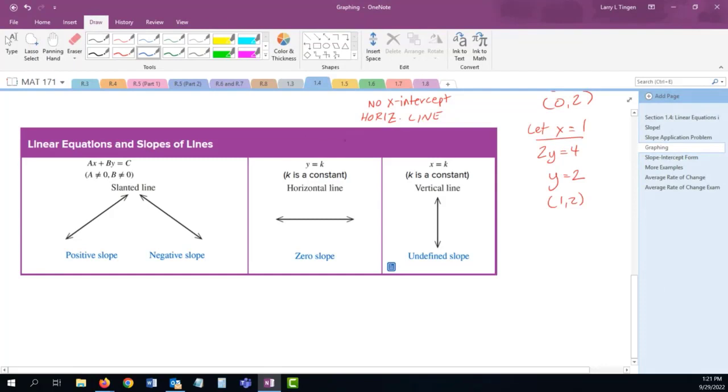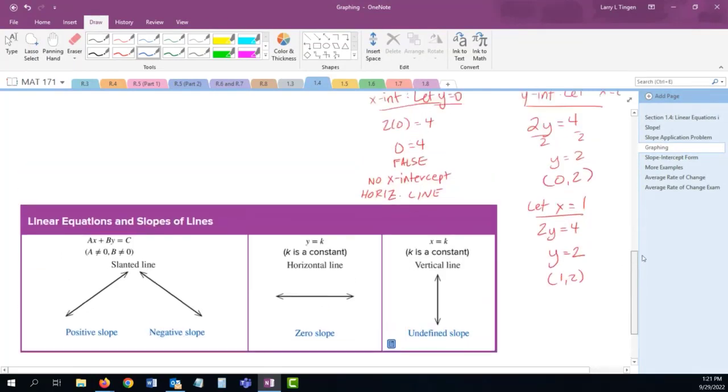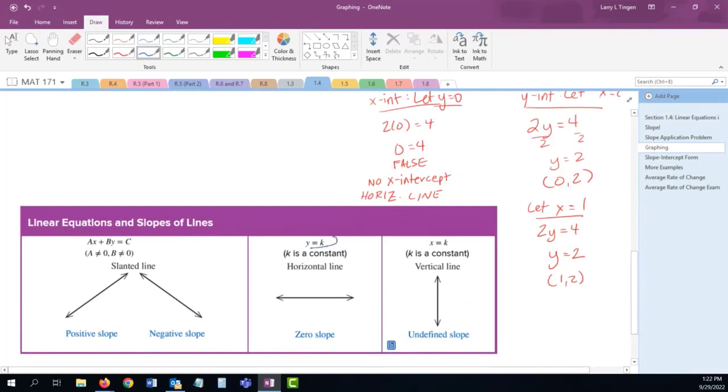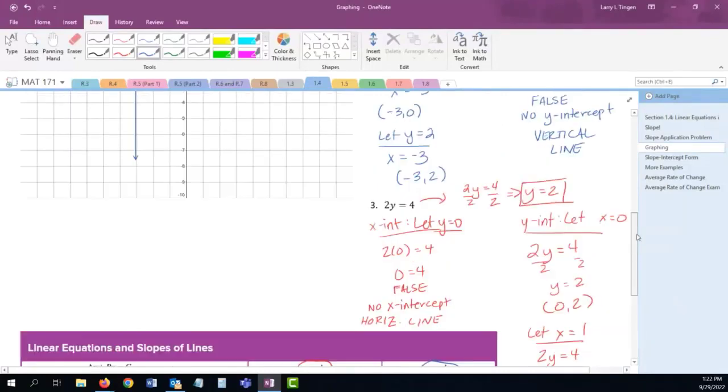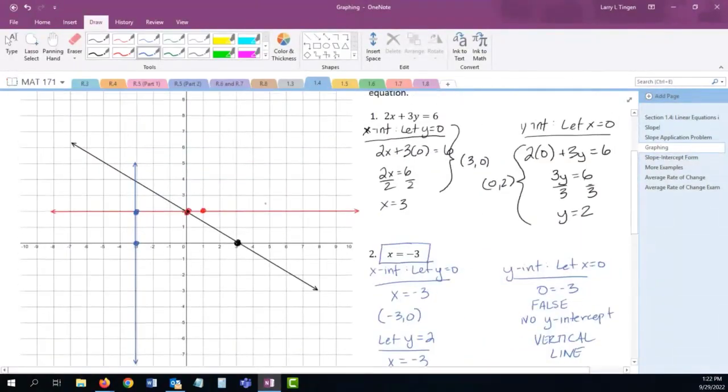If you're looking at a case of y is equal to some number, which is what we had for our second one, the red one, then you have a horizontal line. y is equal to some real number k. And then when x is equal to some real number k, I'm looking at a vertical line. So like I said, I found the x-intercept and the y-intercept, if they existed, and then found a third point if I needed it.